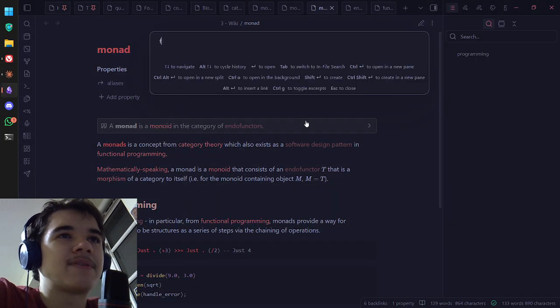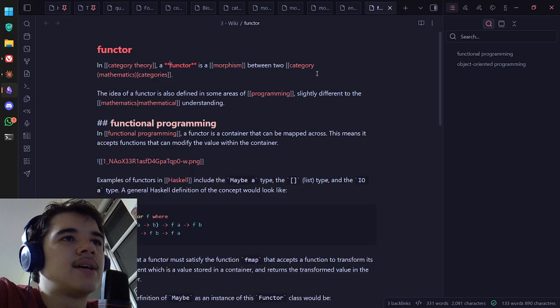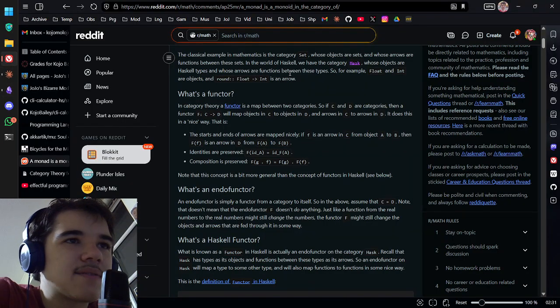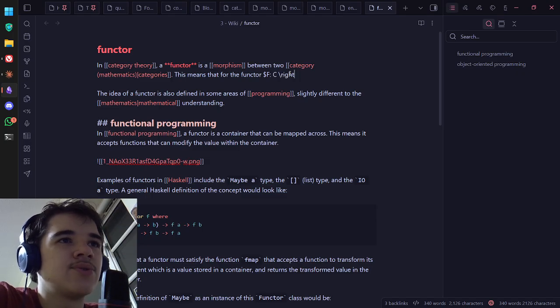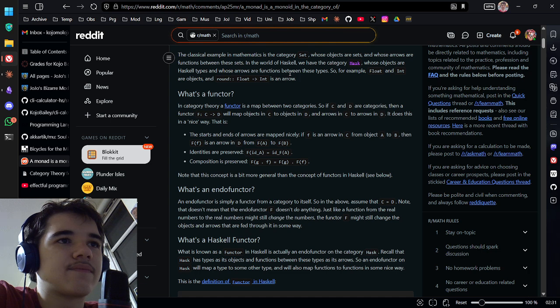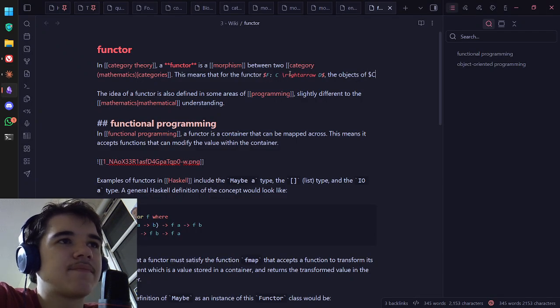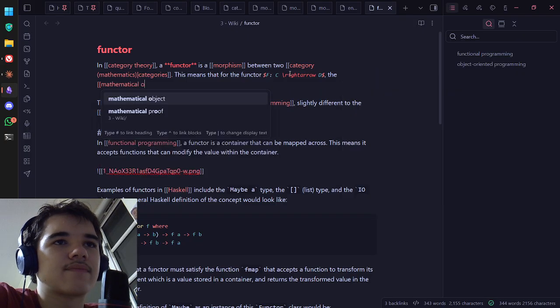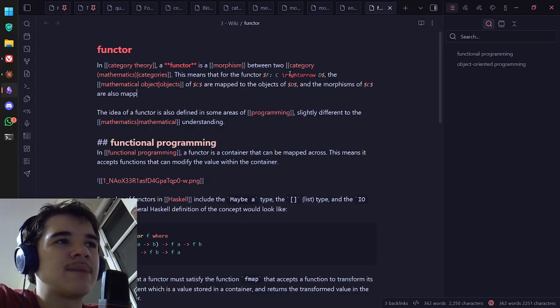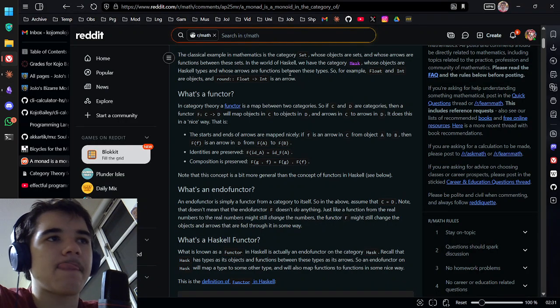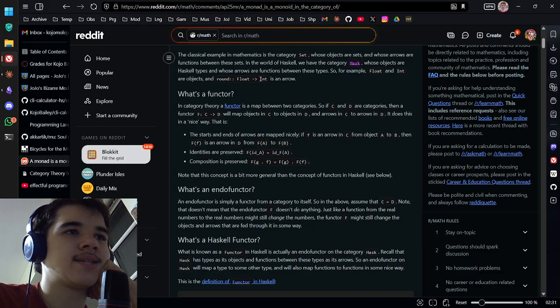Okay, so let me specify this. A functor between two categories means that for the functor F from C to D, the objects of C are mapped to the objects of D, and the morphisms of C are also mapped onto the morphisms of D. Verbose, yes, but it can help. That's good. Okay. So the starts and ends of arrows are mapped nicely.